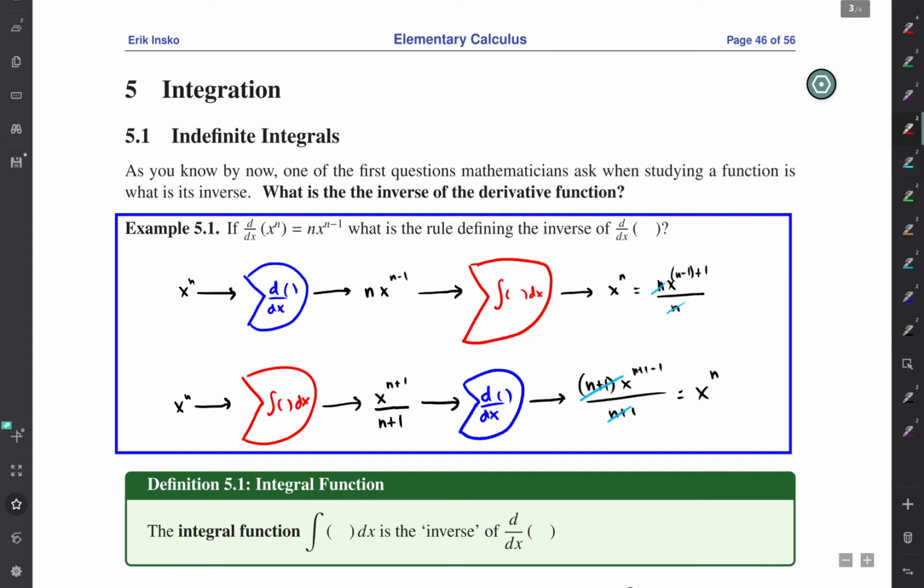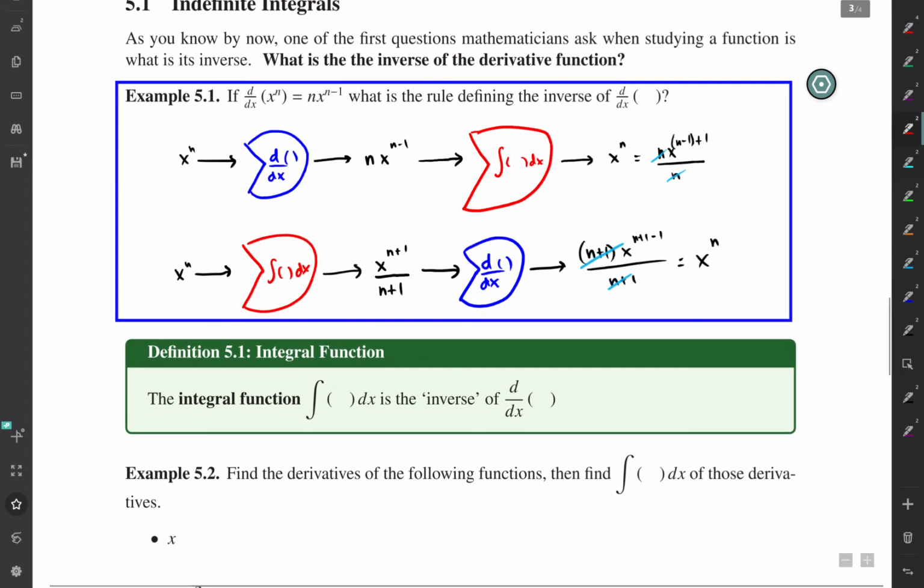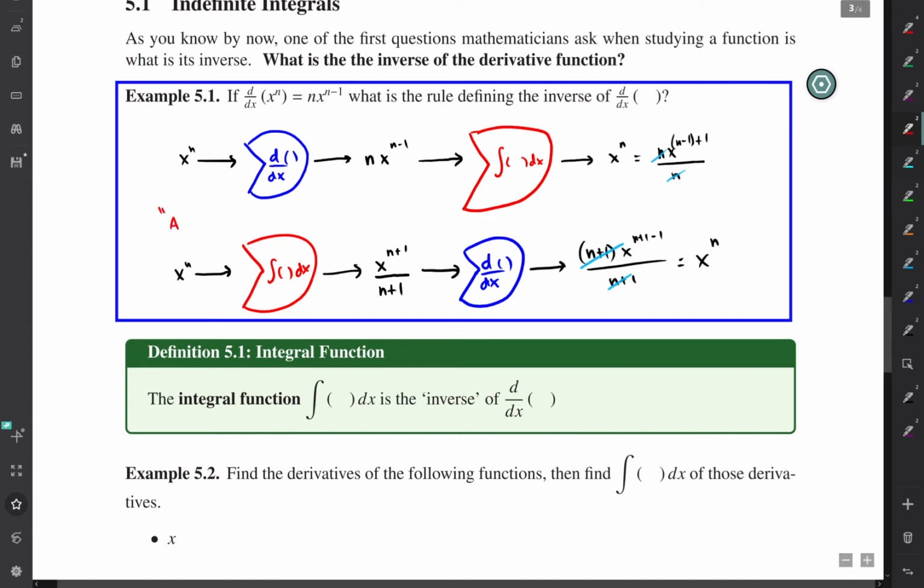So let me just say that in words here. Add 1 to the exponent and then divide by the new exponent. That is the rule.